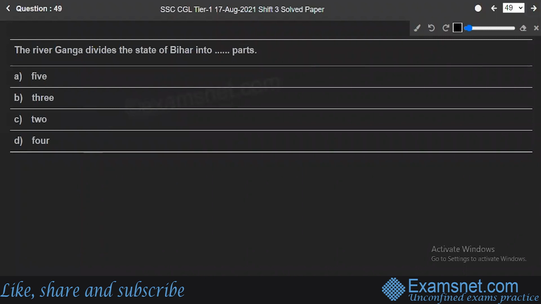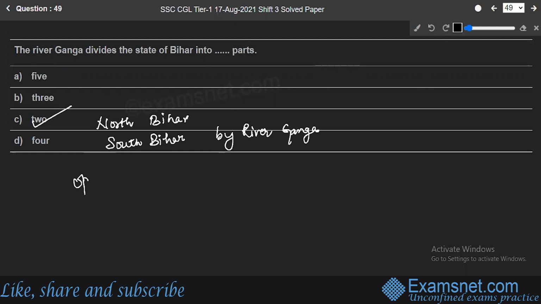The river Ganga divides the state of Bihar into dash parts: 5, 3, 2, 4. Well, the Bihar plain is divided into two unequal halves, namely North and South Bihar, by the river Ganga, which flows through the middle from the west to the east. So option C, 2, is the correct answer to our question.